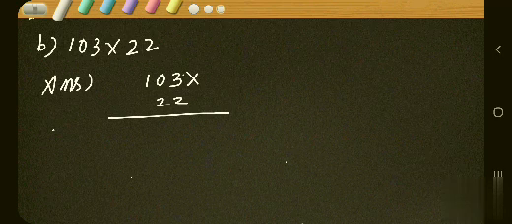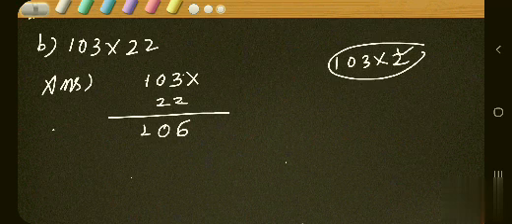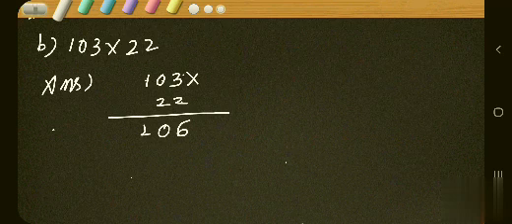2 3s are 6, isn't it? Then 2 into 0. 0 into any number is 0. Then we have 1 into 2. 1 2s are 2. Now we have multiplied 103 into the first 2. This step is over. Then we have to multiply 103 into the second 2.